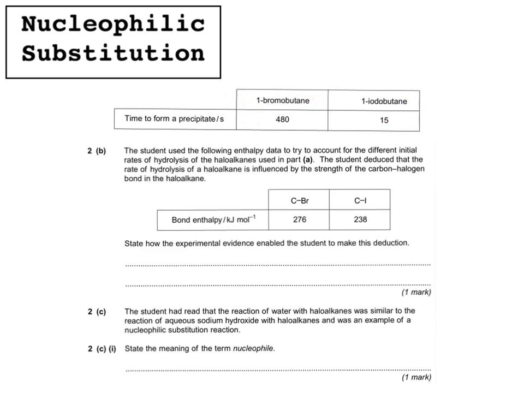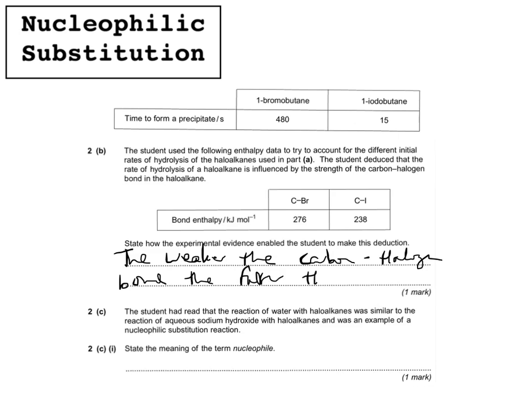If you compare that to the bond enthalpies, you see the carbon-iodine bond is weaker than the carbon-bromine bond. The carbon-iodine bond takes less energy, and that's basically what you have to write in your answer to get the mark. So you'd say the weaker the carbon-hydrogen bond, the faster the rate of hydrolysis. That's it.